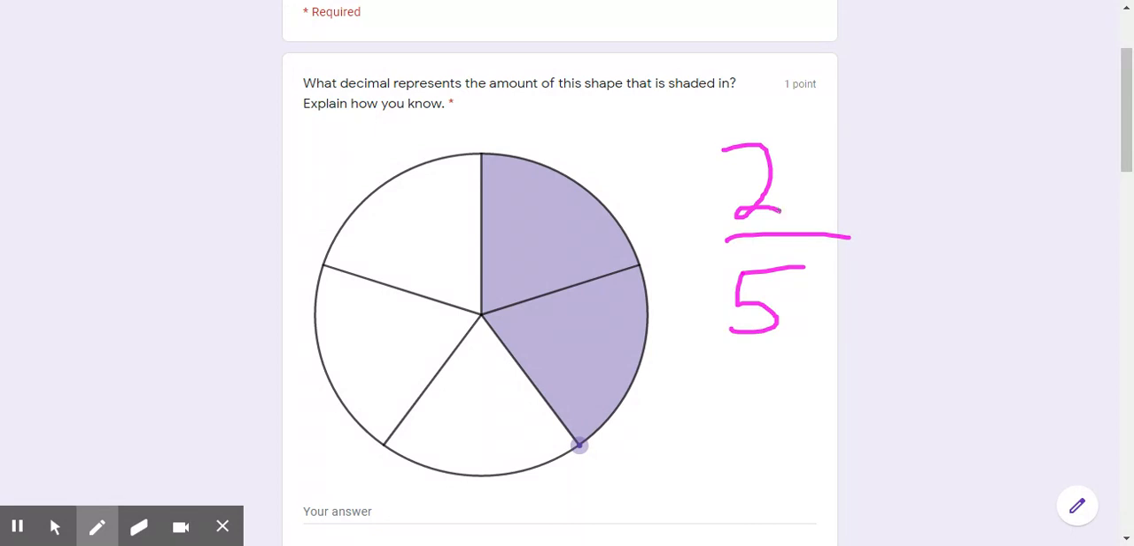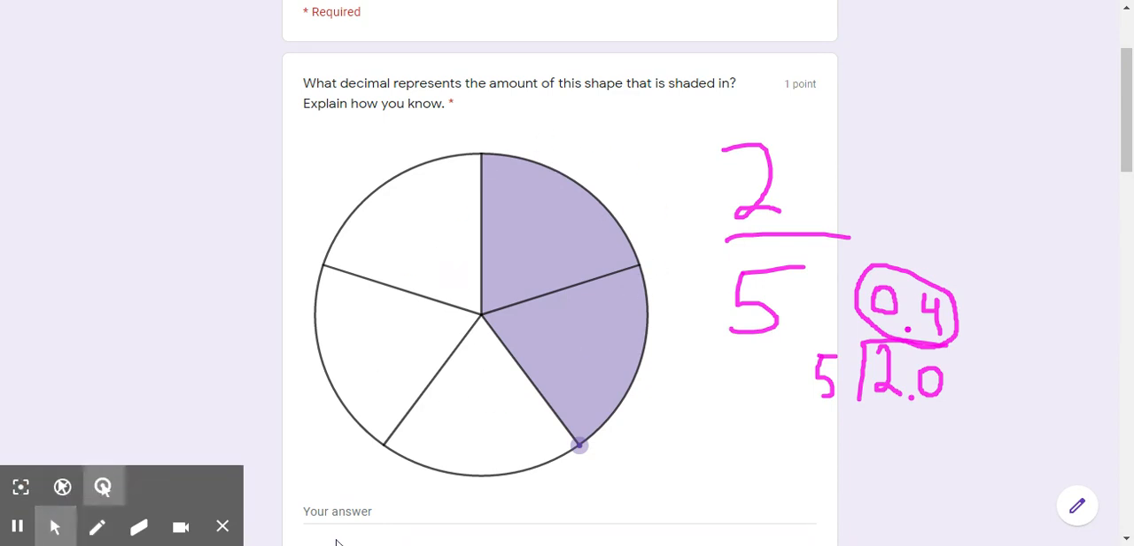Now my job is to turn 2/5 into a decimal. There are a bunch of different ways you can do this. I'm going to do the long division way, where I remember that 2/5 is the same thing as 2 divided by 5. So 5 goes into 2 0 times. Now I have to make this a decimal so I can keep going. 5 goes into 20 4 times, because 4 times 5 is 20. So 0.4 is the decimal that represents this amount of shading.